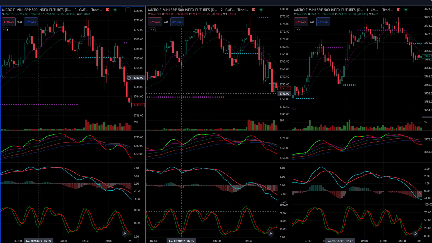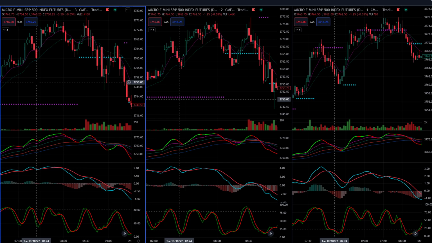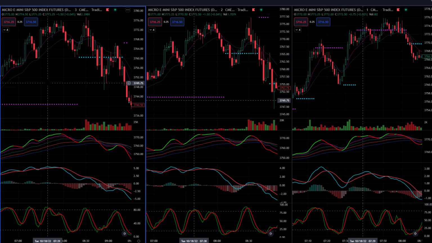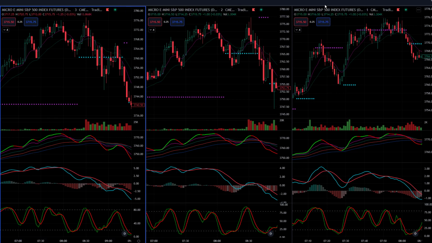I want to show you a couple of trade opportunities that set up today intraday via the MACD KISS stochastic overbought/oversold setups that I've been showing. These three charts here are of MES futures. I'm showing a 3-minute, 2-minute, and 1-minute.